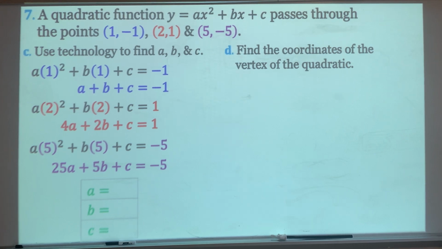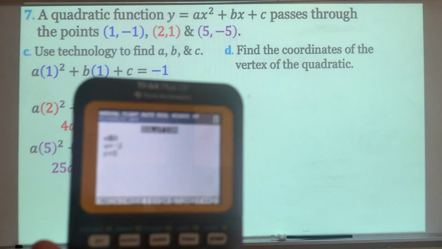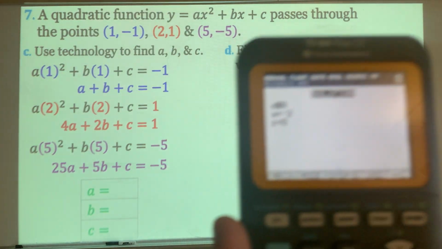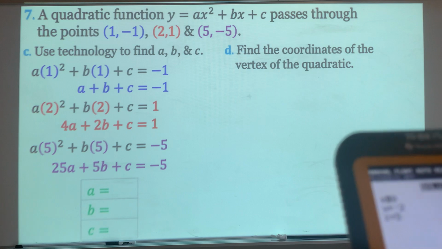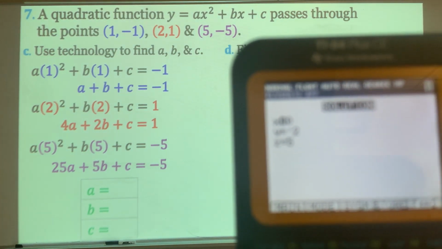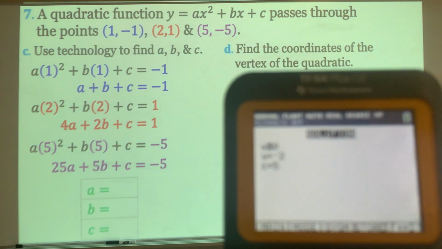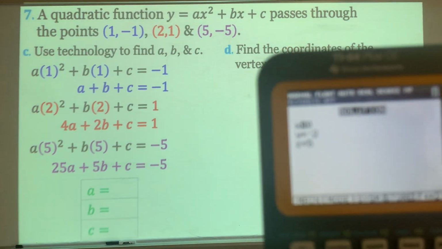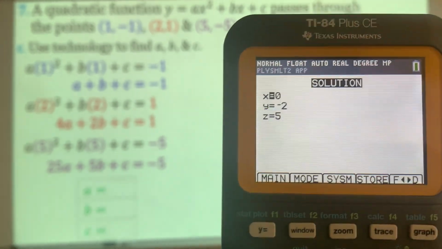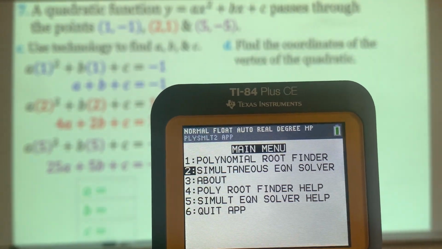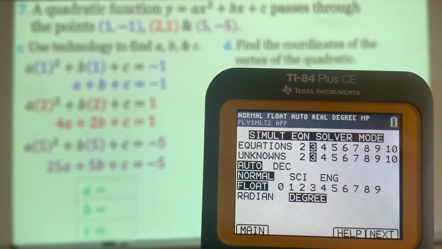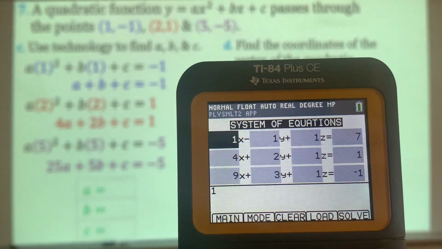All right, so when we're using our calculator, we're back in here. Oh, I got a solution up there from the last time I did this. So I want to use my calculator. I'm going to click on to the right over here. All right, now the way this works is very simple. I'm going to go main, simultaneous equation solver. I have 3, so that's good. I hit next. I got 1, 1, 1, and negative 1.